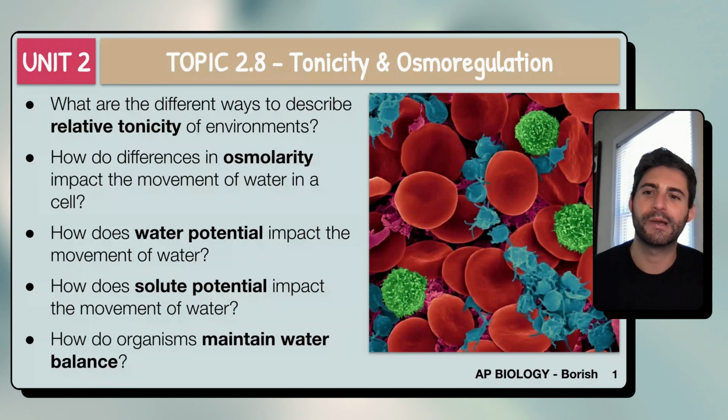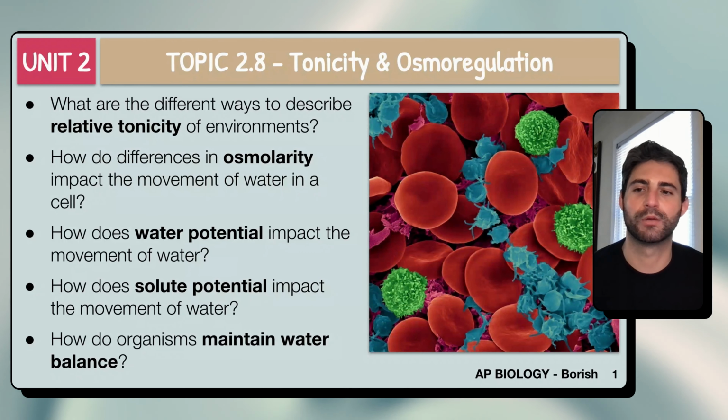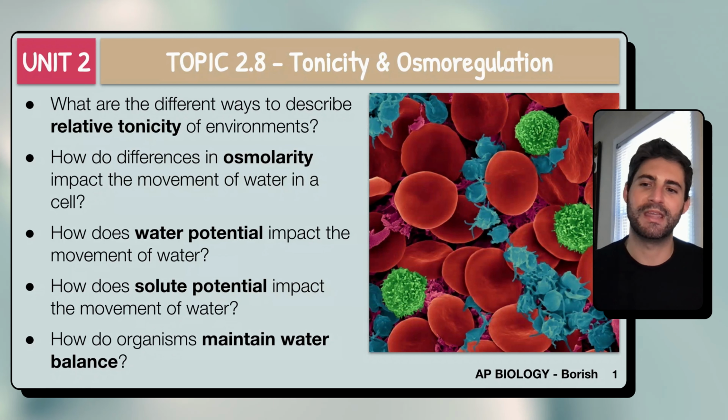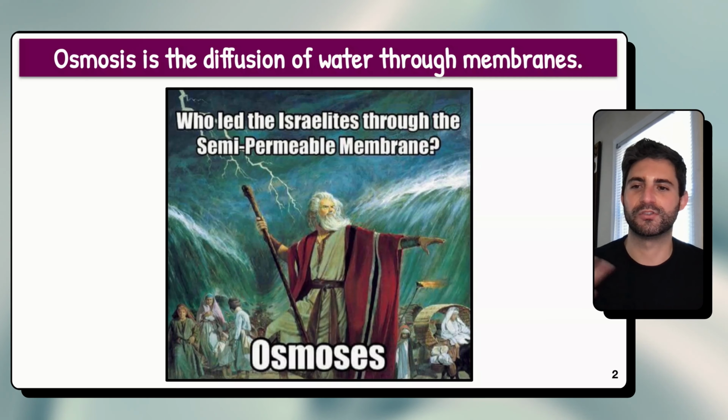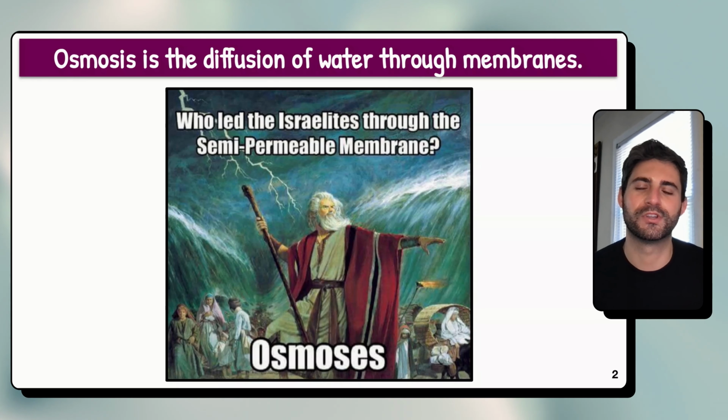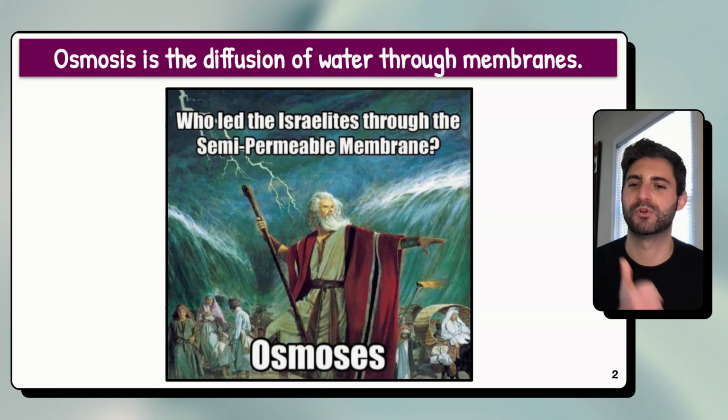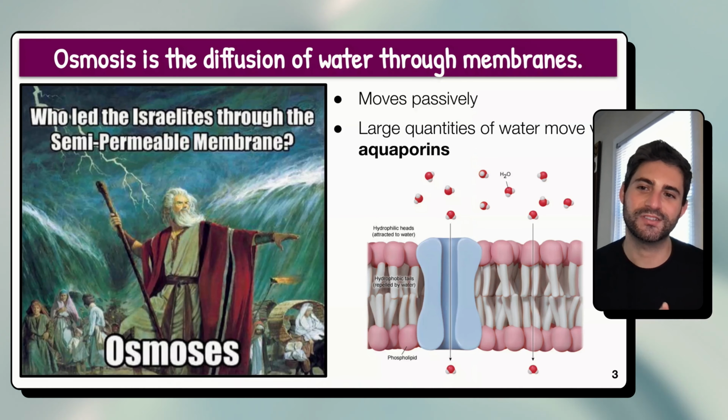In this video, we're going to talk about tonicity and osmoregulation. We're going to learn about water potential, solute potential, and maintaining water balance. So to start off, who led the Israelites through the semi-permeable membrane? That's osmosis. Osmosis is the diffusion of water through membranes.